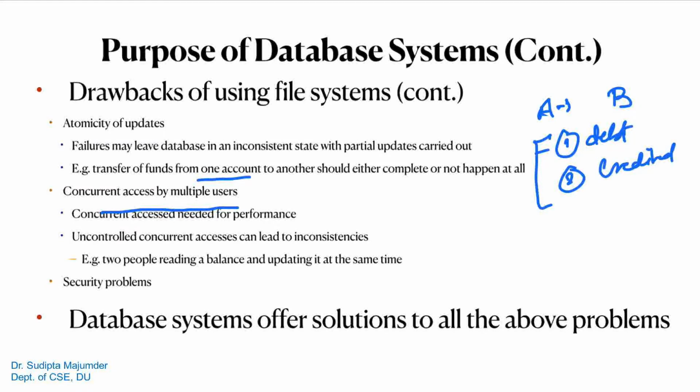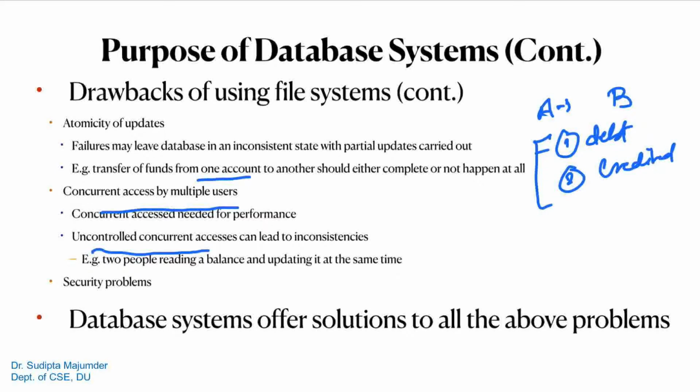This causes problems especially when there are multiple users. In a typical system, all the users should be able to access a particular data or information concurrently. If this concurrent access is not provided by the system, then the performance is not up to the mark or satisfactory. And also, even if the file system provides concurrent access, the uncontrolled concurrent access may lead to inconsistent states.